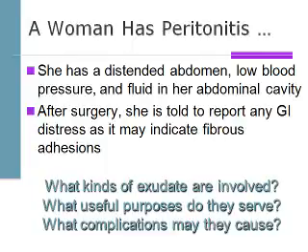We've got this woman. She's got peritonitis. Okay, she has a distended abdomen. She's got a low blood pressure, and she's got fluid that's in her abdominal cavity. After her surgery, she had a history of GI surgery. She's told to report any GI distress, as it may indicate adhesions. And we've all heard of adhesions post GI surgeries, right? When the bowel connects to each other.